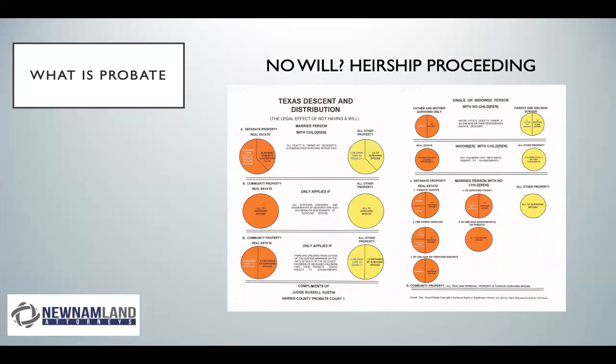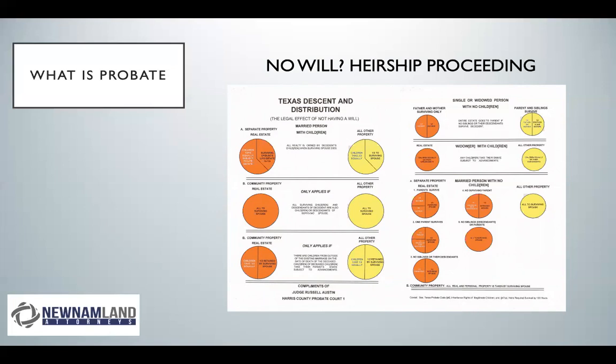Well, if someone dies not leaving any final writing of what they wanted, in that instance, you end up in an heirship proceeding. I hear a lot of times from clients that they're concerned that without a will, all of their stuff is going to go to the state. That's highly unlikely because by statute, if you die without a will, there's a whole tree of people that your stuff should go to. So that's what this chart shows here.